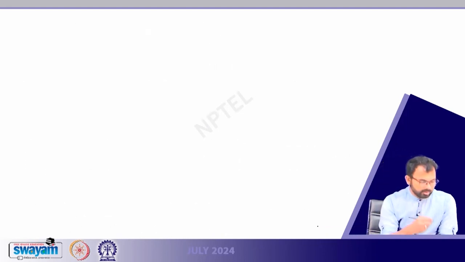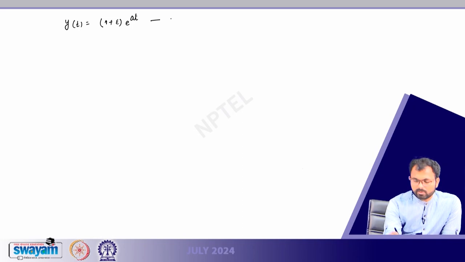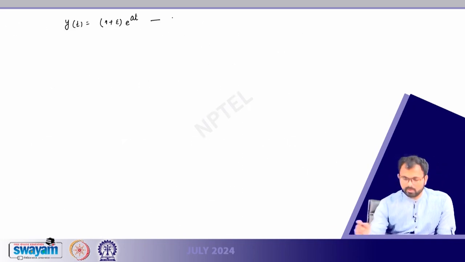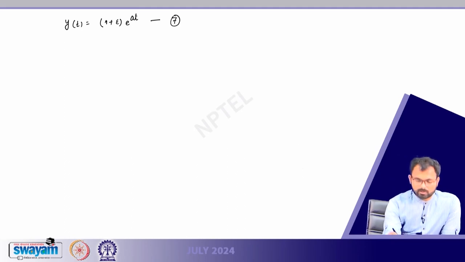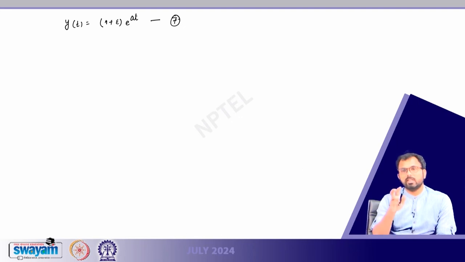Similarly, we can write the solution of 3 to 4, and y(t) becomes (1 plus epsilon) e to the power a t. This is relation number 7. Now, let us go back to the previous theorem. The previous theorem said that we can find out the deviation, basically how much the perturbed solution and the unperturbed solution differ.